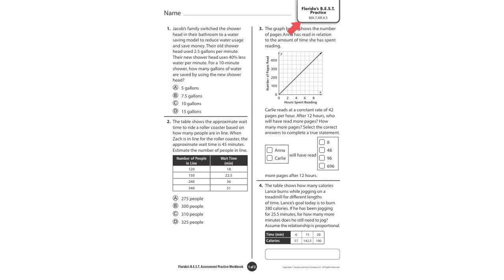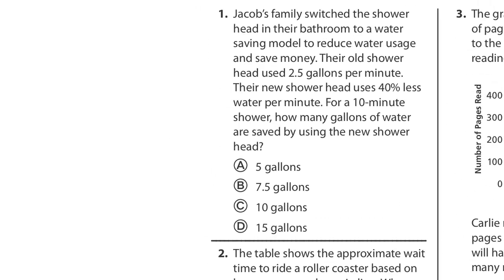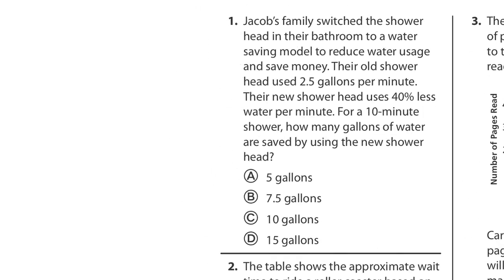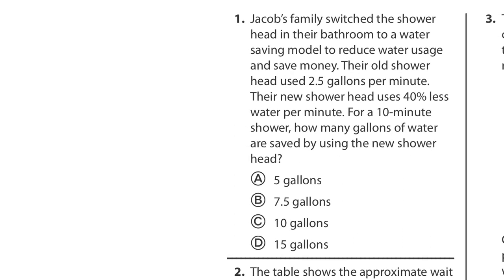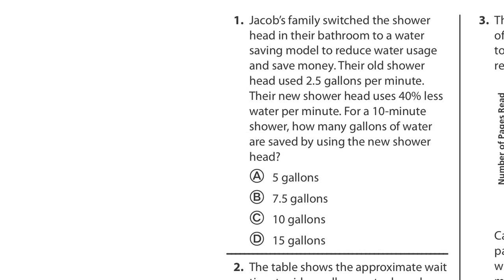Okay, we're looking at 7AR 4.5. Problem number 1. It says, Jacob's family switched the shower head in their bathroom to a water-saving model to reduce water usage and save money. Their old shower head used 2.5 gallons per minute.